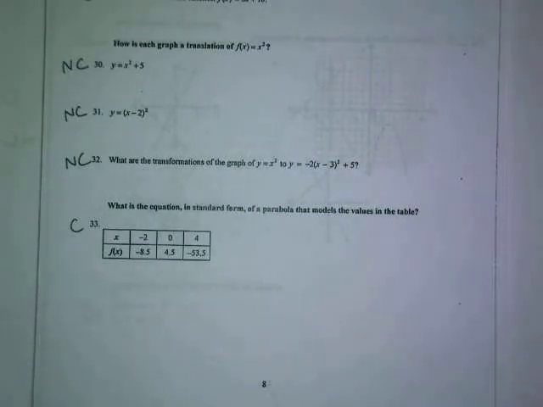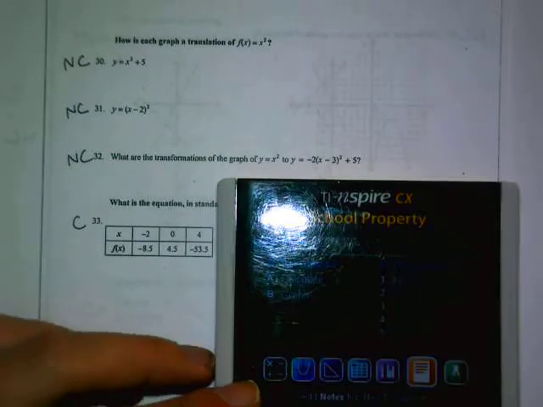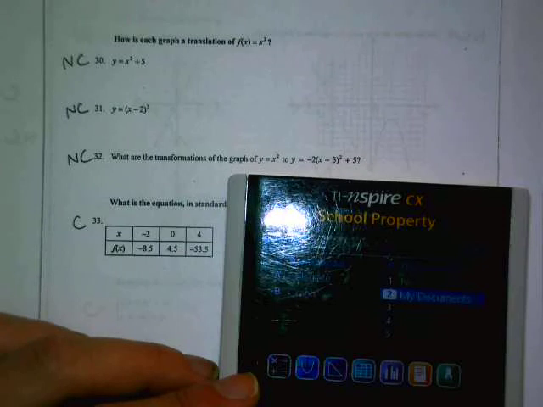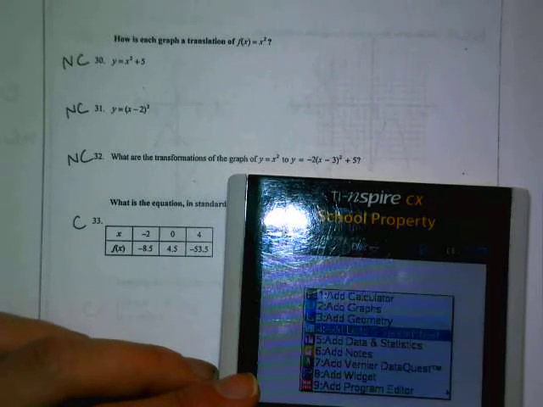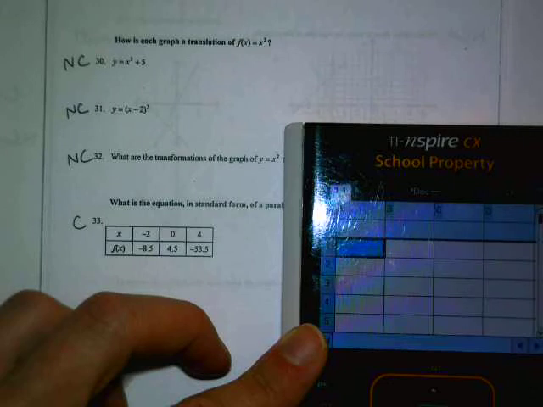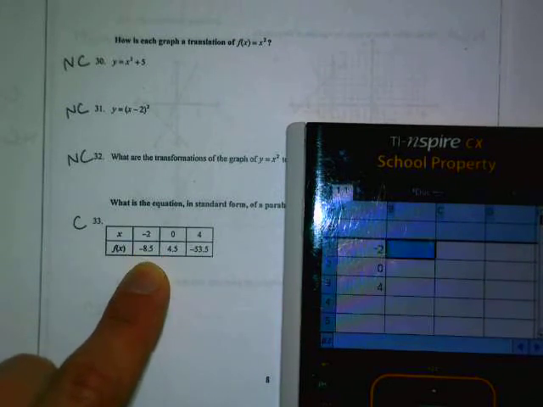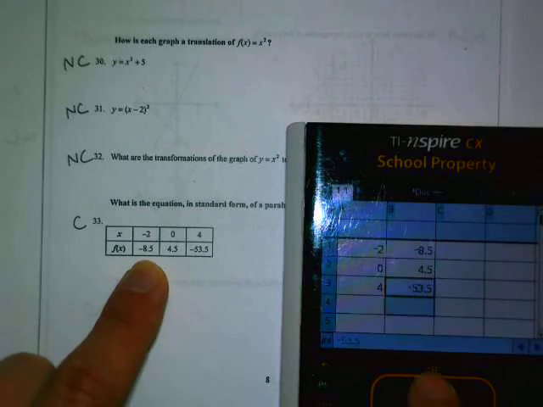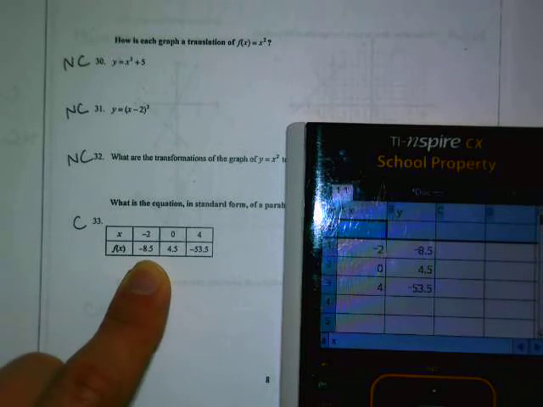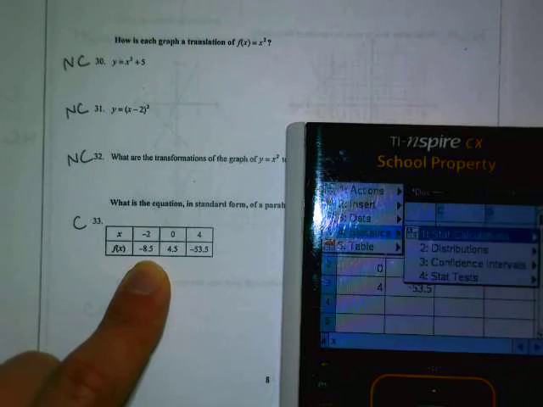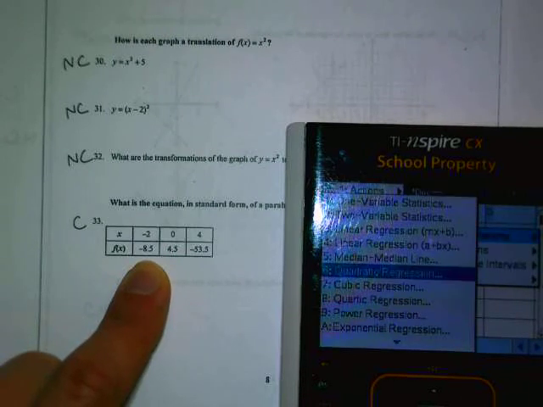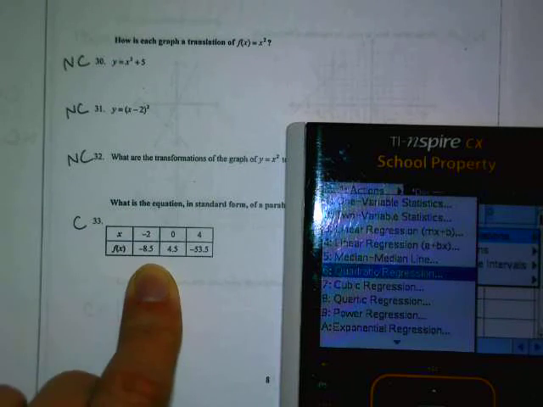All right, 33, I want to write a quadratic, so that's where you're going to go into the calculator. You're going to click New Document, and you're going to add a list in a spreadsheet. And you're going to type in your points, negative 2, 0, 4, negative 8.5, 4.5, negative 53.5. Label my columns X and Y. Go to Menu, Statistics, Stat Calculations, Quadratic Regression, because we have a quadratic.